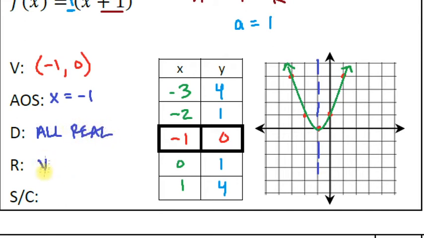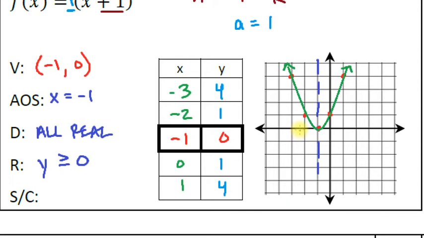Your range is going to be y, and let's take a look. Our y value of our vertex is 0. This parabola faces up. That means our y values have to be greater than or equal to 0.